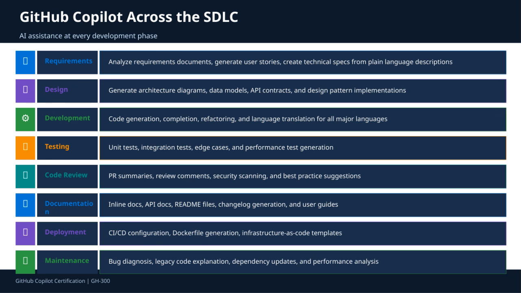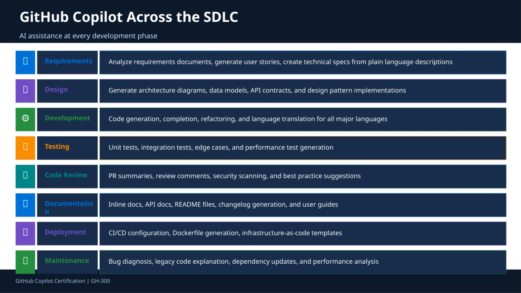During development, it supports code generation, completion, refactoring, and can even translate code between major languages. For testing, it assists in creating unit tests, integration tests, edge case scenarios, and performance tests to ensure robust software quality. In the code review phase, it summarizes pull requests, adds review comments, scans for security issues, and suggests best practices to improve code quality.